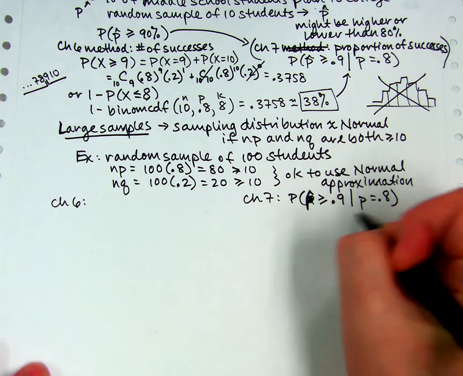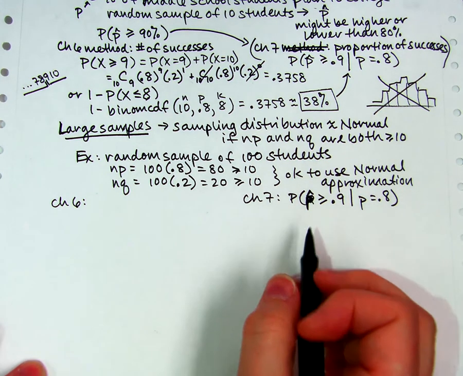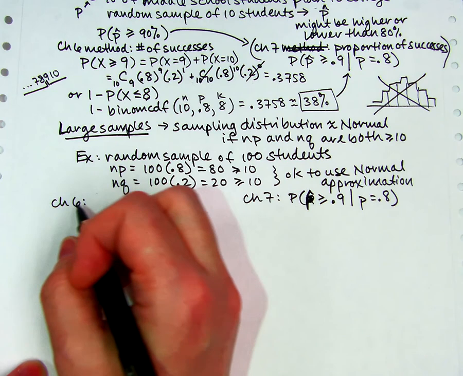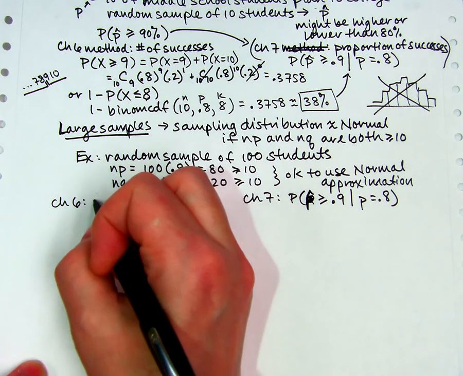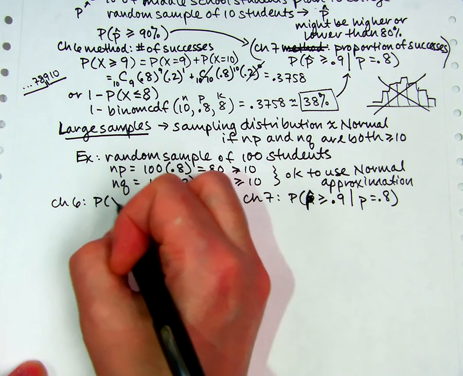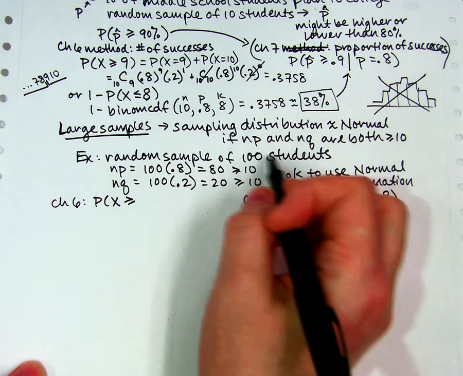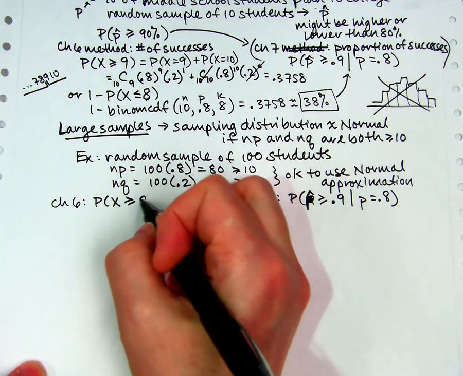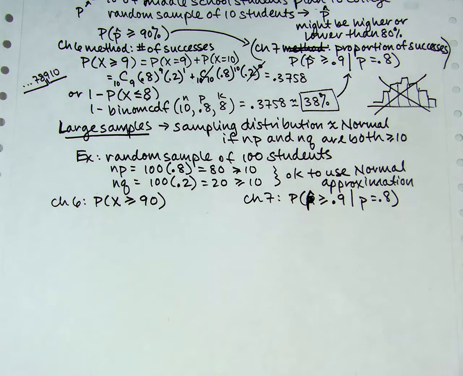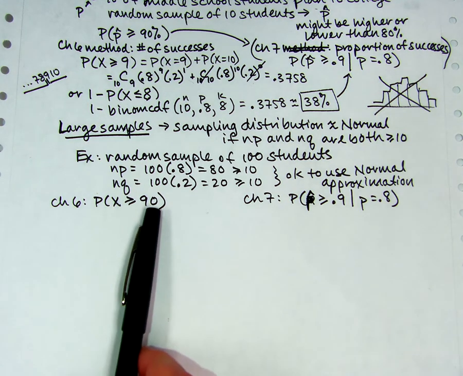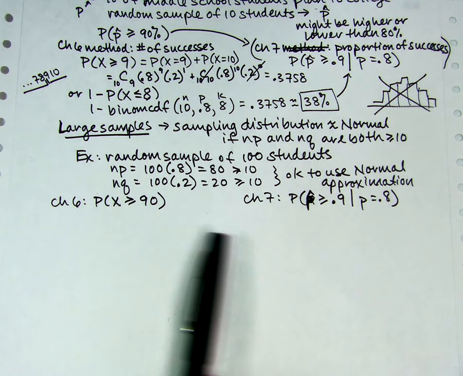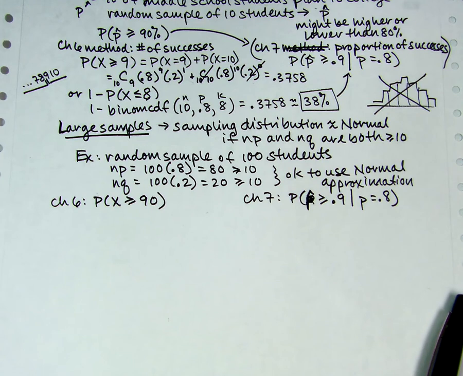And I will come back to this method in a minute. If you'd like to put your pencil down and just watch this piece for a minute, you can. It's the same as finding the probability that x is greater than or equal to whatever 90% of 100 is, which in this case is 90. So if I'm doing the binomial method, I would have to do the probability of x equals 90 plus 91 plus 92 plus 93 plus 94 all the way up to 100.